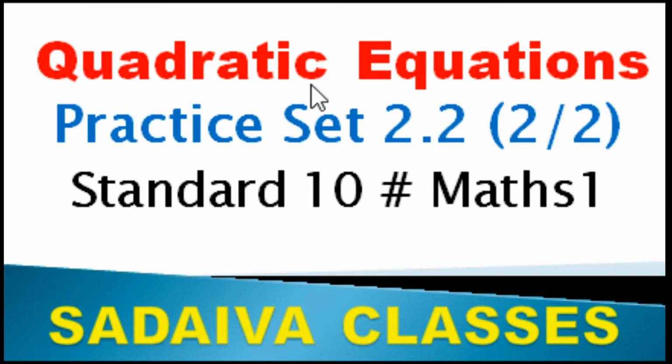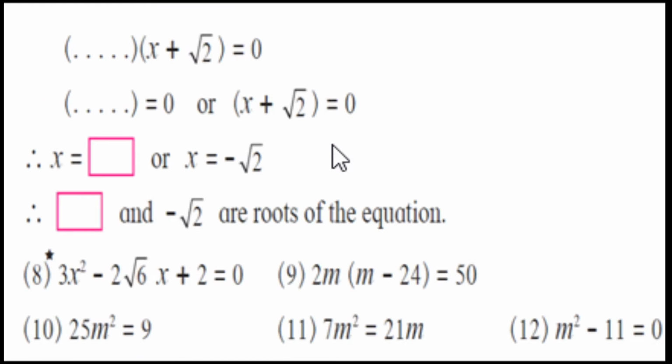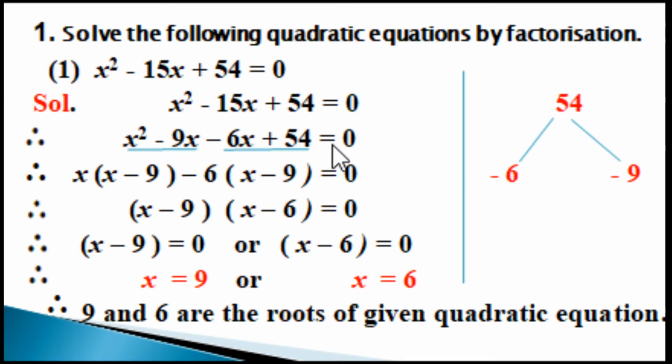Today we are going to solve practice set 2.2 of the quadratic equation chapter, Maths Part 1, standard 10. This will be the second part. The first part we have already seen. Now this is a snapshot of practice set 2.2, just to familiarize you with the practice set. Question number 1: solve the following quadratic equations by factorization. We have to use the method of factorization. In the first part, we have already seen what factorization is and how it is done. Now we are going to solve this practice set by this method.